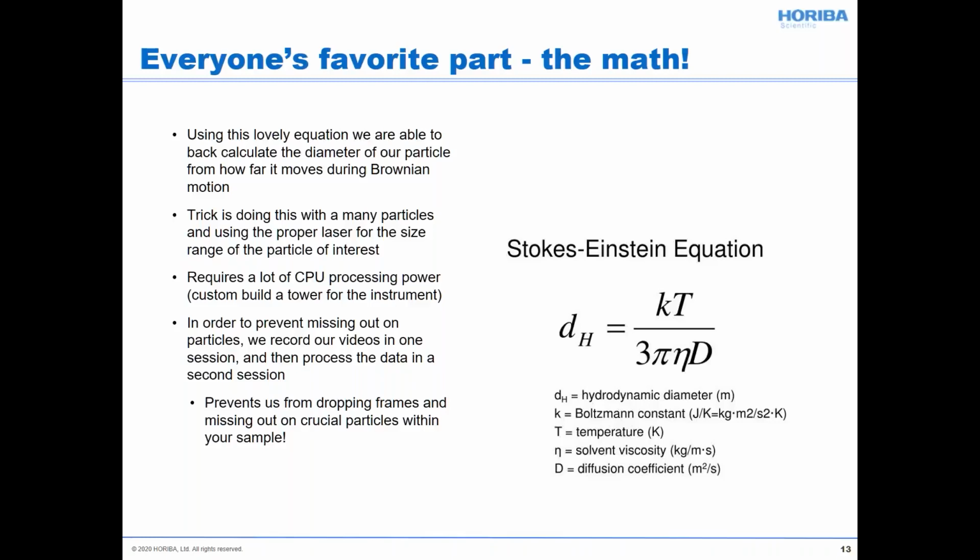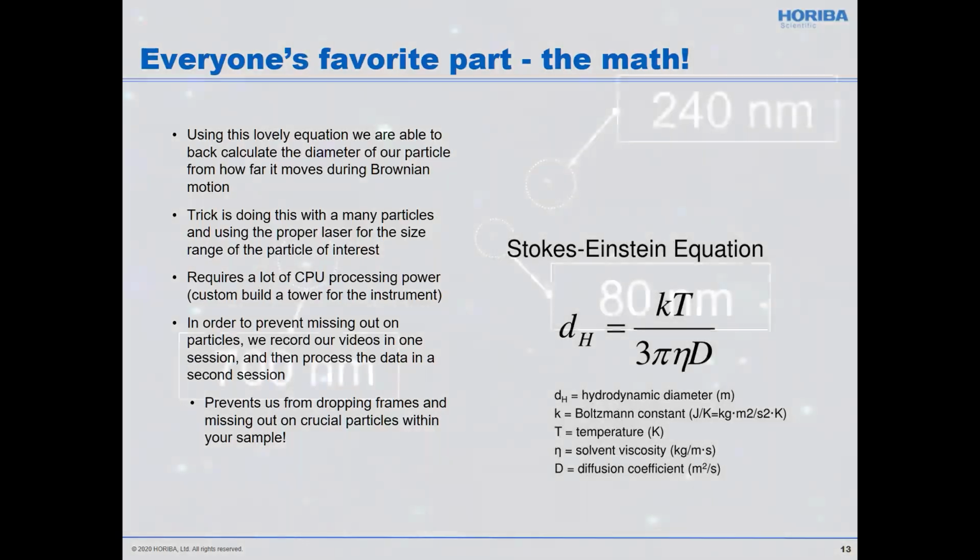It requires a lot of CPU processing because you have a hefty data stream as a 3-color video or 3 video channels. And so we record and then process in the second session. This prevents us from dropping frames and missing crucial particles. And we do know that with higher speed cameras, that can be an issue. We see it in other techniques as well.